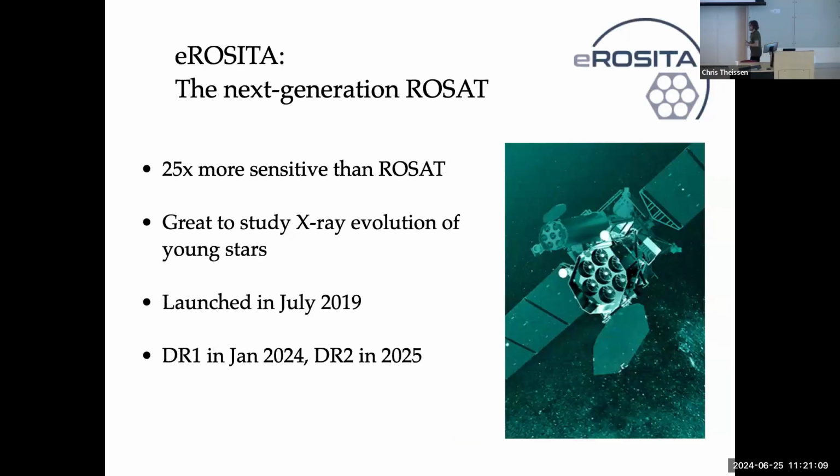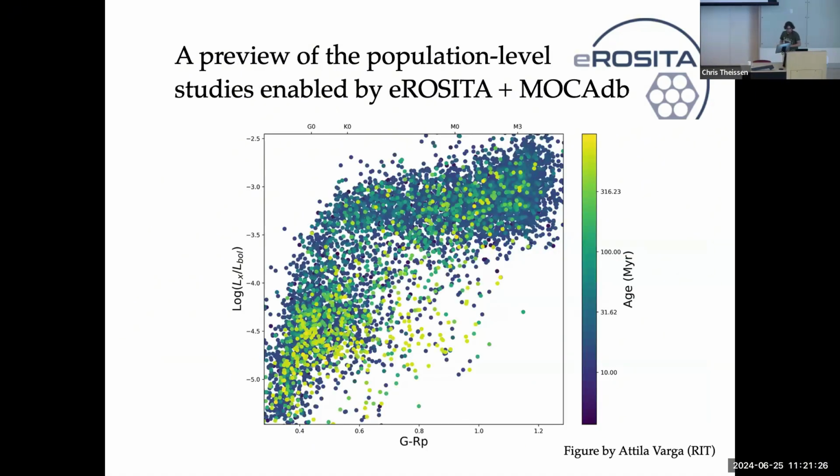There's also the eROSITA mission, which has very recently published a data release that contains a lot of new X-ray measurements. It is much more sensitive than ROSAT. Here I am showing you an example of what a student at Rochester Institute, Attila Varga, did with a query in MOCA using eROSITA. You can see the actual sequence of relative X-ray luminosity as a function of age. This allowed him to do this without having to dig through the literature for every different open cluster out there.